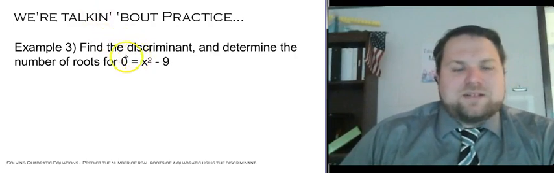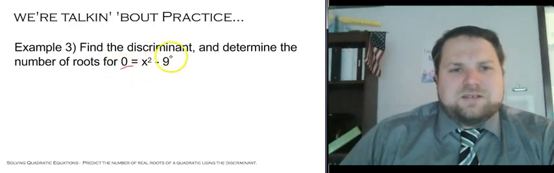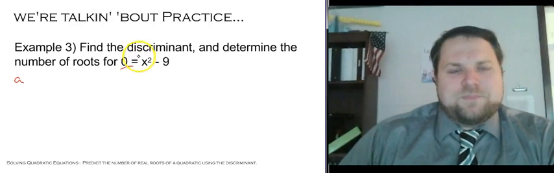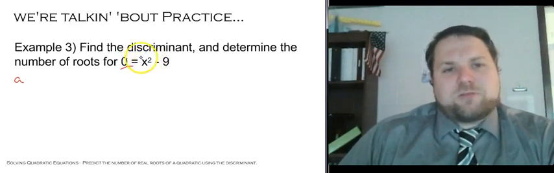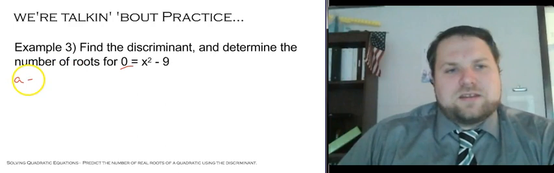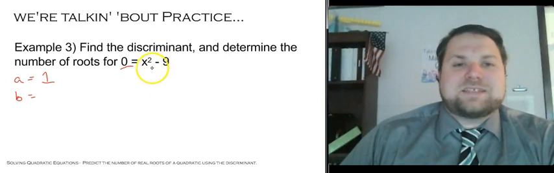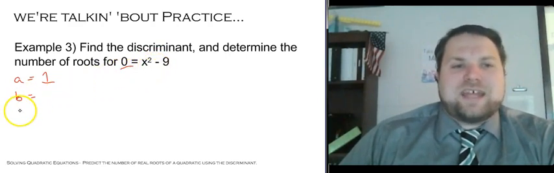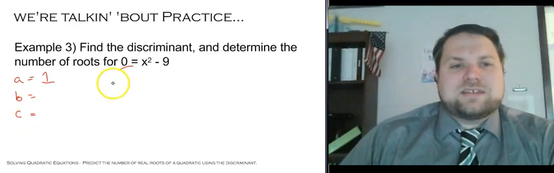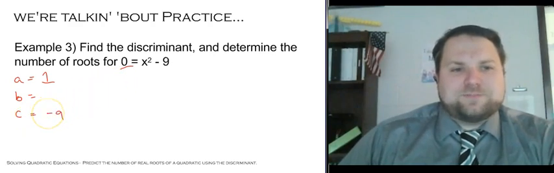Find the discriminant, determine the number of roots. But notice we're equal to 0, so that's good. But notice this equation is missing something. If I look for a, that's the coefficient of x squared, and there's nothing there. So when x squared is present, but there's no coefficient, that means the coefficient is 1. Now we look for b, which is the coefficient of just x. And what you'll notice is that x is missing altogether. Let's come back to that in a second. And c is the constant term, the number by itself.